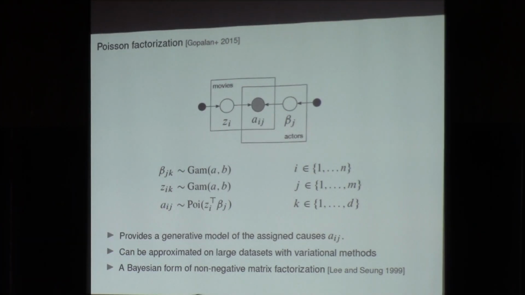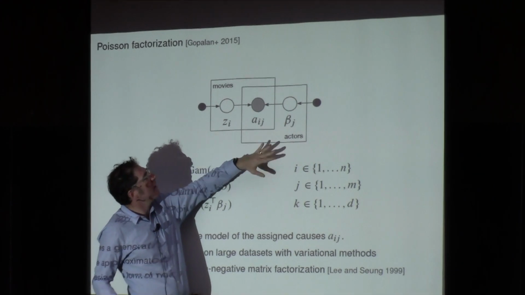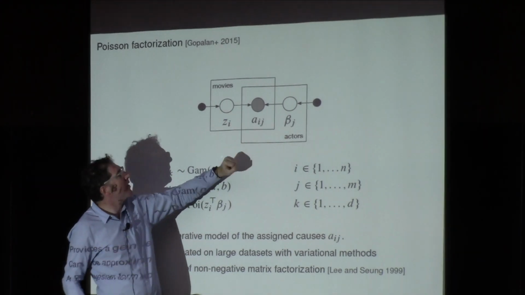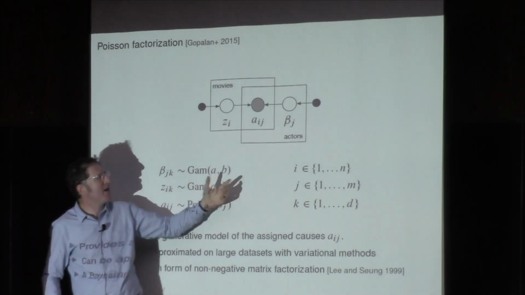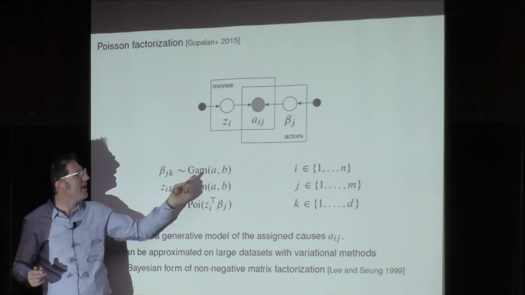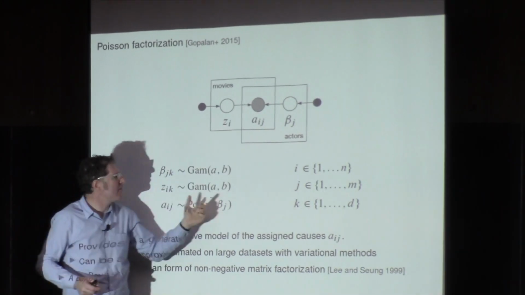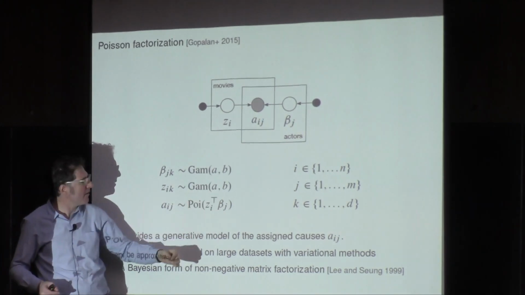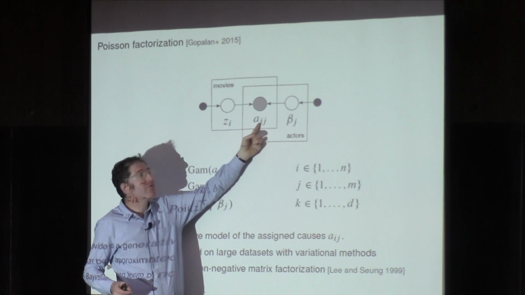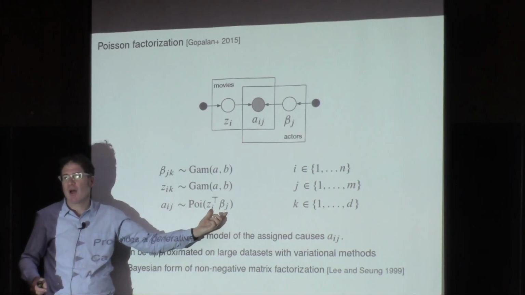Where I've got actors and movies, overlapping plates. Each actor has a representation beta j, and beta j is basically a non-negative vector of length k. Each component has a gamma prior. Zi is a non-negative vector of length k. That's the representation of the movie. Each component has a gamma prior. And then whether or not actor j appears in movie i comes from a Poisson whose rate is the inner product of those two non-negative vectors.